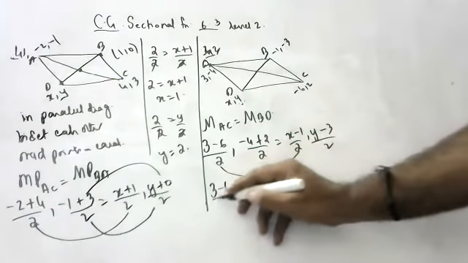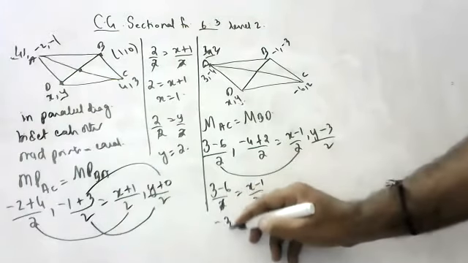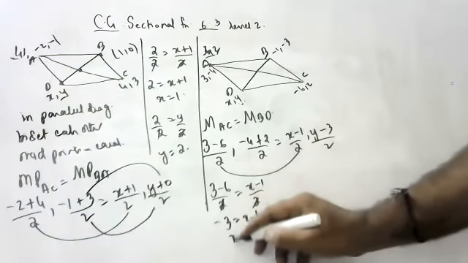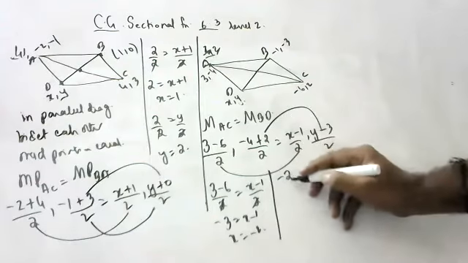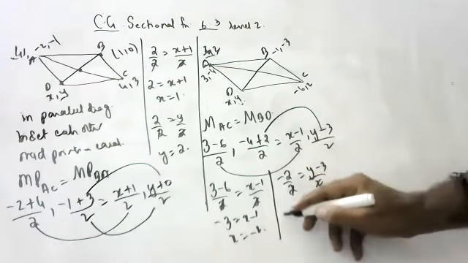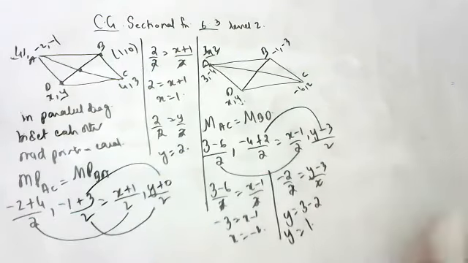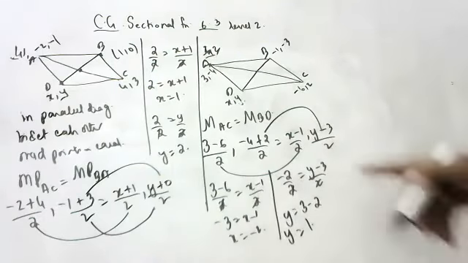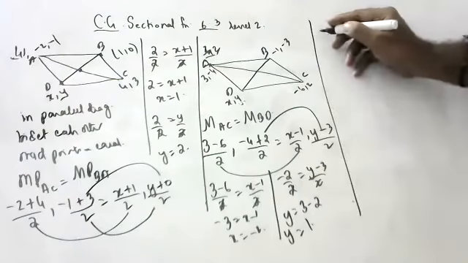-3 divided by 2 is equal to (x minus 1) divided by 2. The 2s cancel, so -2 is equal to x. Then -2 divided by 2 is equal to (y minus 3) divided by 2. The 2s cancel, so -2 is equal to y minus 3, and y is equal to 1. Plus 3 minus 2, 1. Very good response.